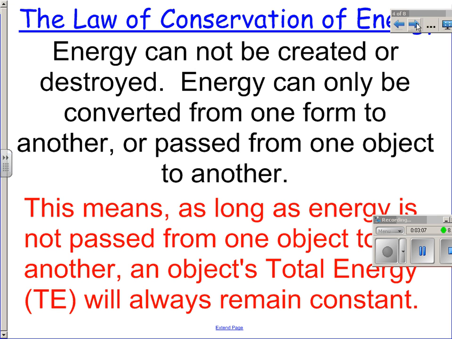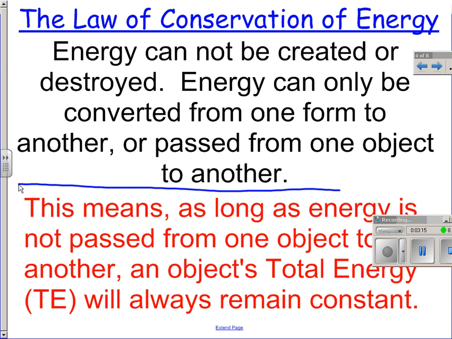Okay, so here's the law of conservation of energy. All right, law of conservation of energy says this. Everything above this line is the law of conservation of energy. It says that energy cannot be created or destroyed. Energy can only be converted from one form to another or passed from one object to another.